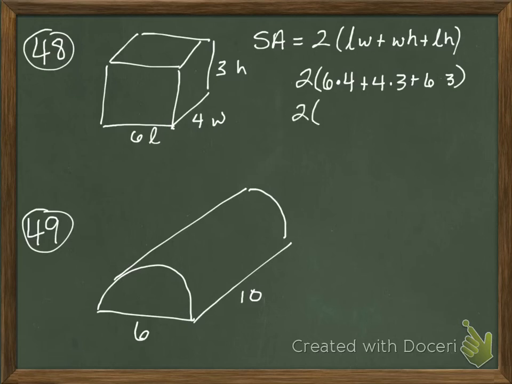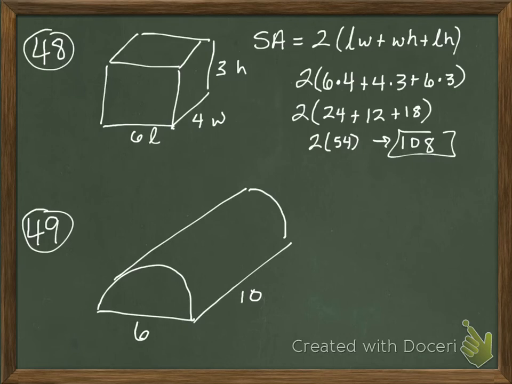Okay, so now it just goes to a simplification process. So we have 2, 6 times 4 is 24, plus 4 times 3 is 12, plus 6 times 3 is 18. So if we add all three of those up in our parentheses, we get 54. So 2 times 54, which will give us a total of 108 for our surface area. All right, surface area is always in units squared.